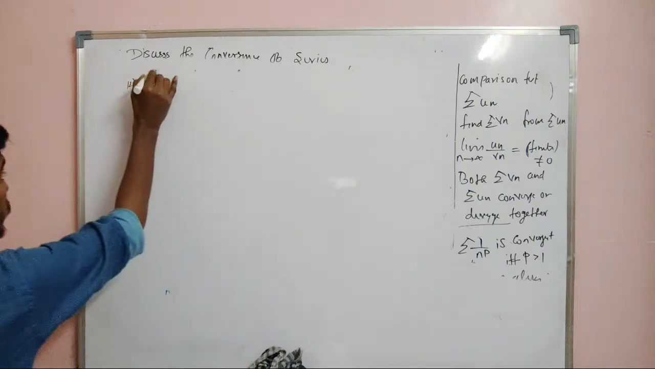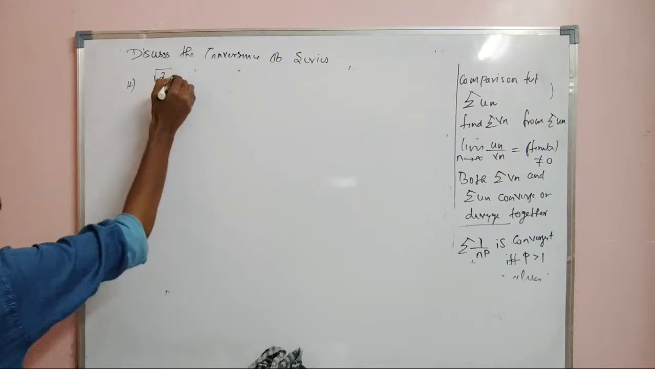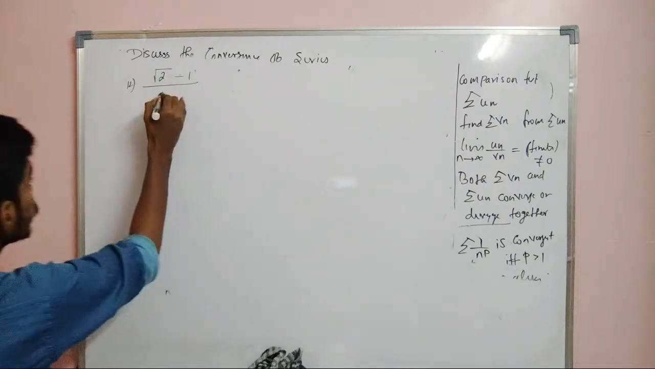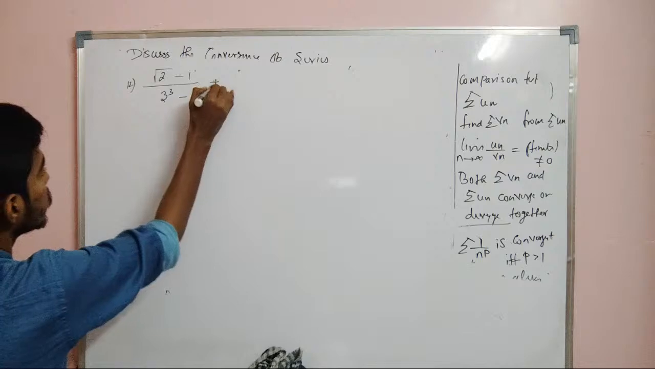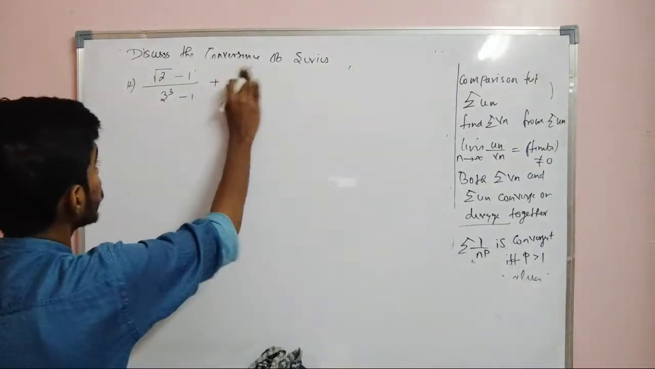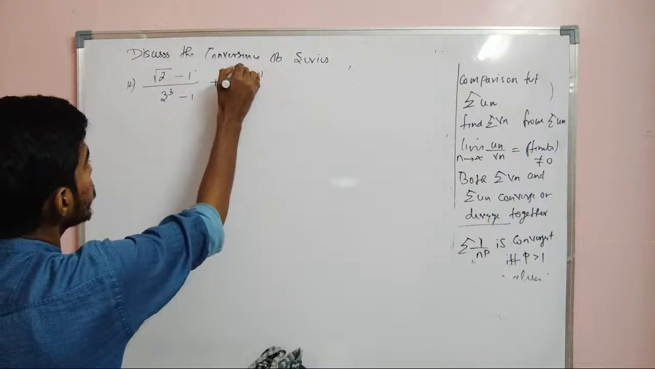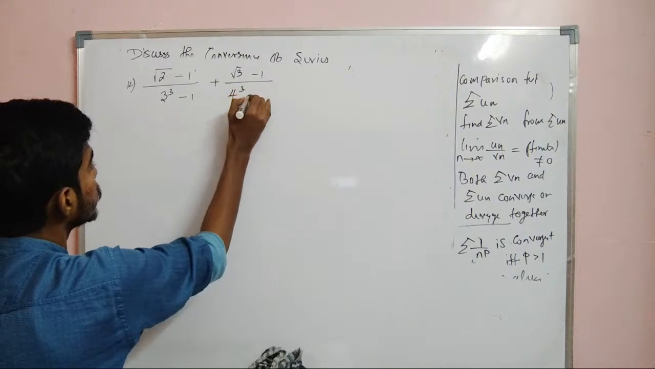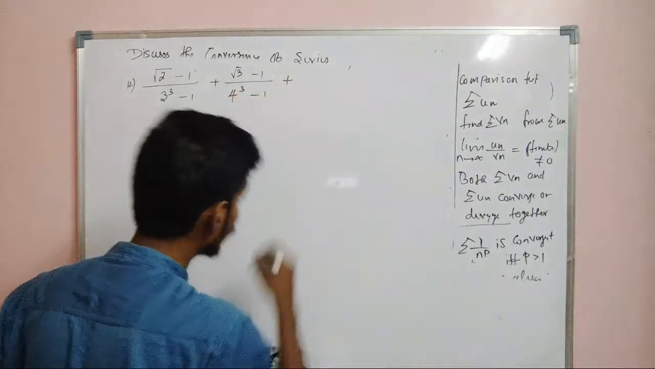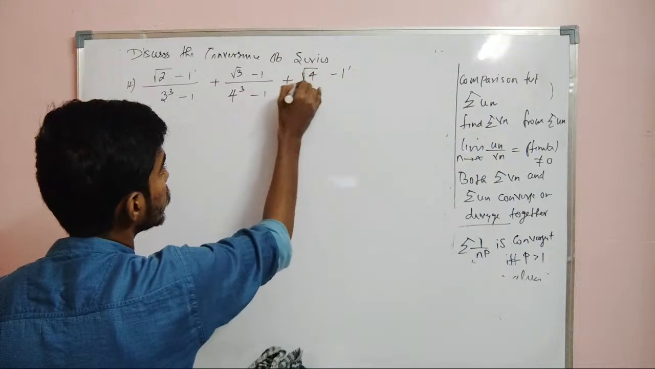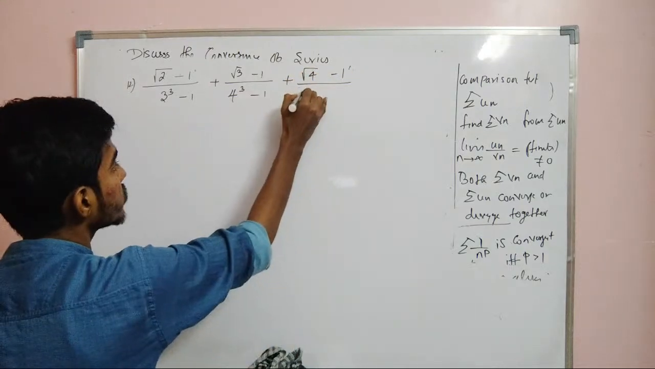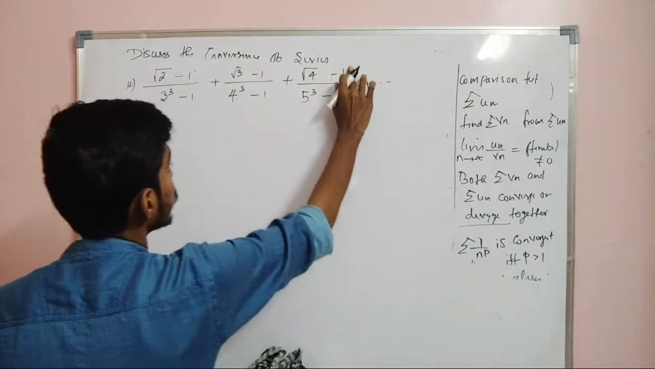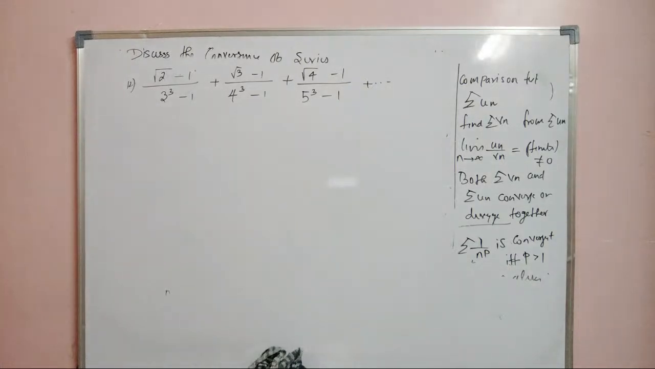So root 2 minus 1 divided by 3 cube minus 1, less root 3 minus 1 divided by 4 cube minus 1, less root 4 minus 1 divided by 5 cube minus 1, and so on. Now we will find the nth term of the series and then we will apply comparison test.